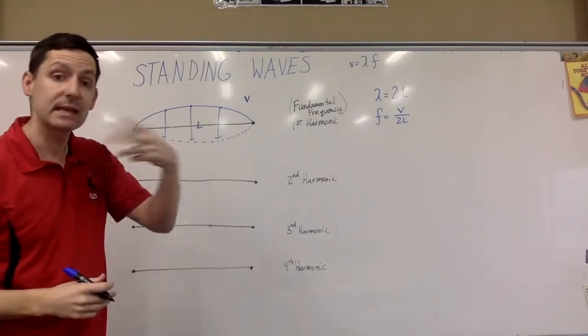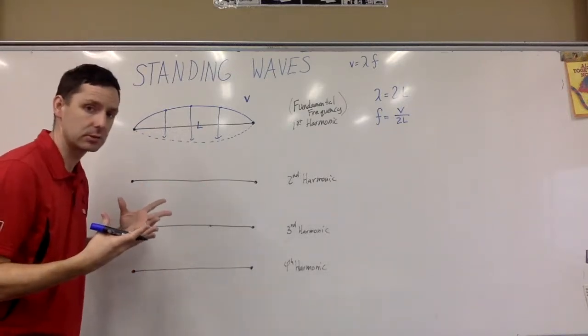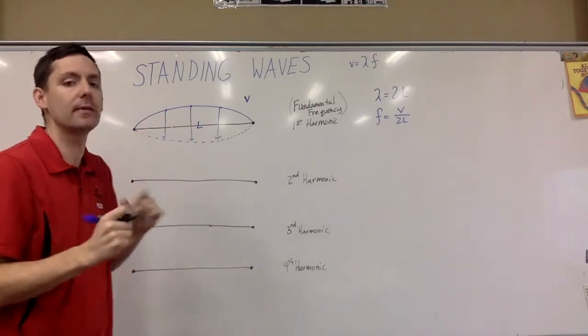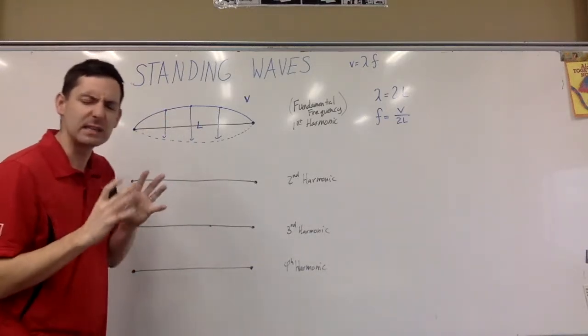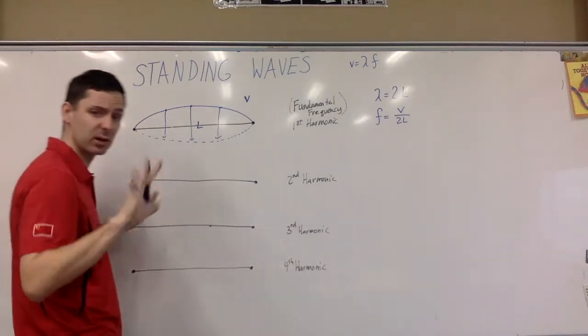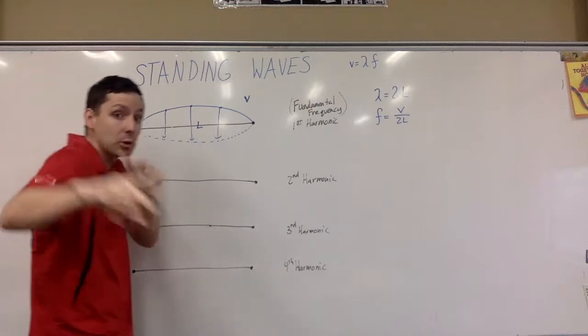Let's look at the next one. The second harmonic is where I get two antinodes in the string, okay? This is going to be important. The idea behind where we're getting that harmonic is going to be important when we get to the pipe, because one of them is going to be a little bit different. And I'll show you that in just a second.